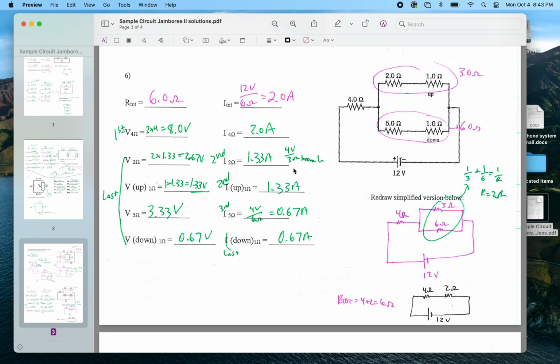Lo and behold, the current in this top branch and the current in this bottom branch should add up to the total current, which they do.